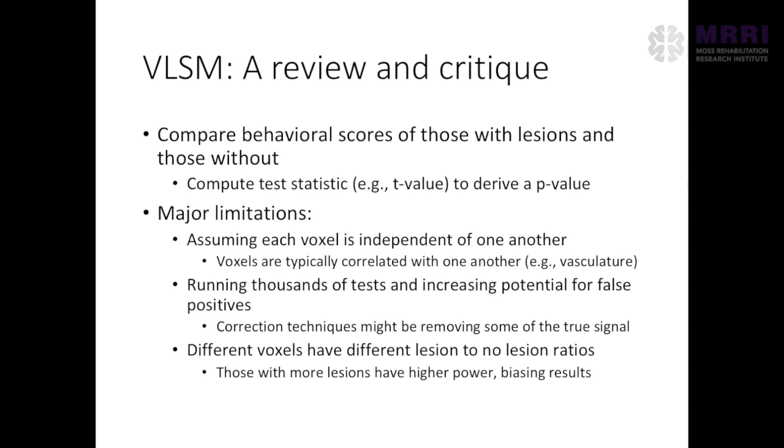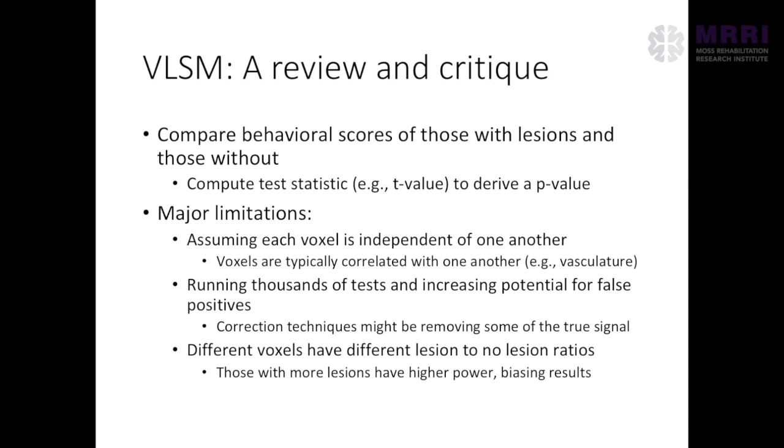And then finally, different voxels have different lesion to no lesion ratios. If you remember from last time, you have to set a threshold for how many lesion voxels there must be for you to even consider it in the analysis. But you could get some instances where you have, let's say, four people without a lesion and say 10 with a lesion, and that's going to bias the results of your statistical analysis because of this unbalanced ratio.